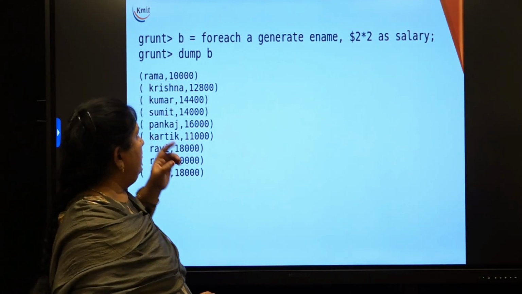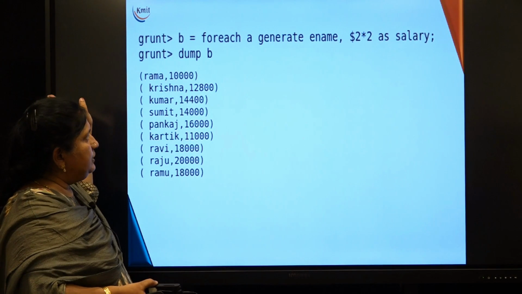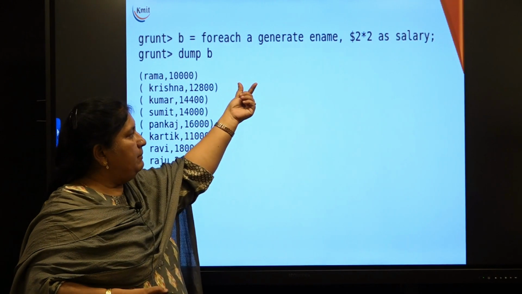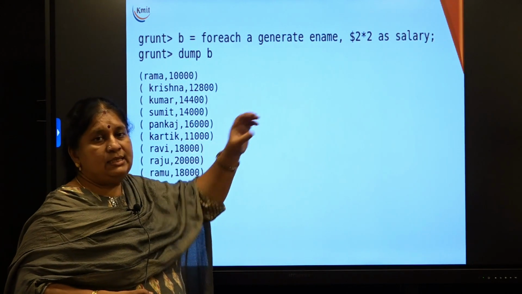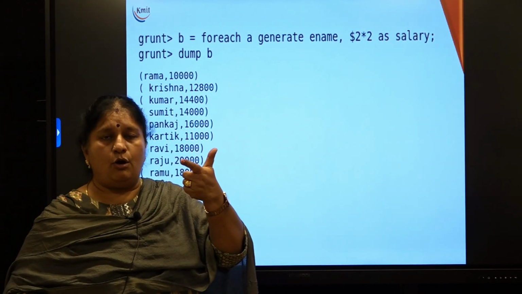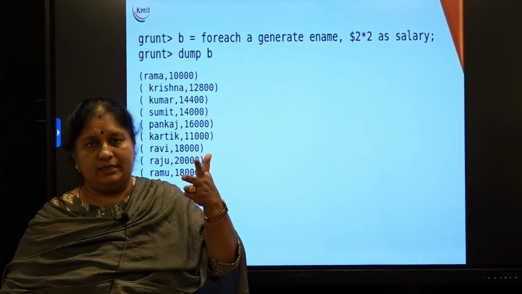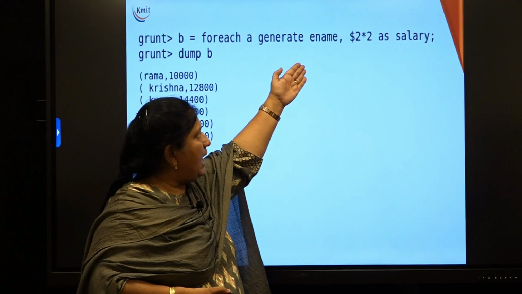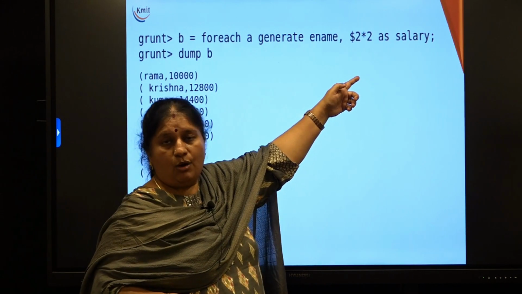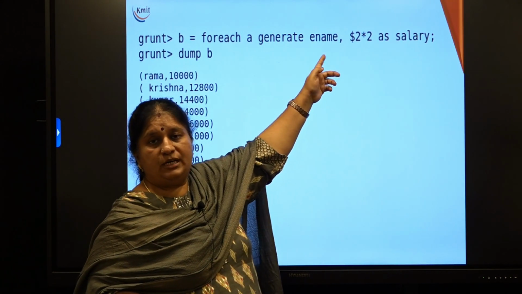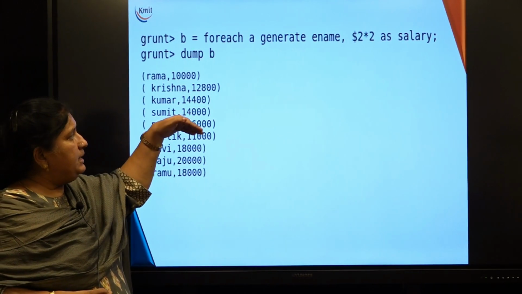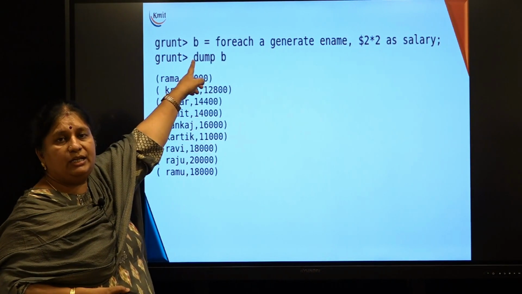Try to understand. For each tuple in the relation named A, generate the output as E name and $2, that is the third attribute. These are called positional attributes: $0 for the first one, $1 for the second one, $2 for the third one, and so on. So this third attribute $2 should be multiplied by 2 as salary. What is the alias name we are giving to $2 multiplied by 2? Salary. And where are this E name and salary multiplied by 2 stored? They are stored in the relation B.